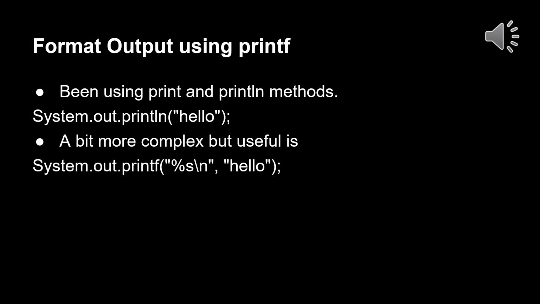Equivalently to println, we have the printf method here. It will also print hello and a newline character. So in short, the first argument of printf is a format specifier, and then all following arguments are the arguments to the format specifier. We'll go through this in some detail.